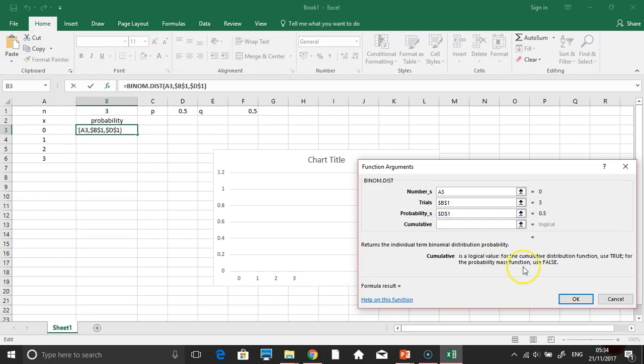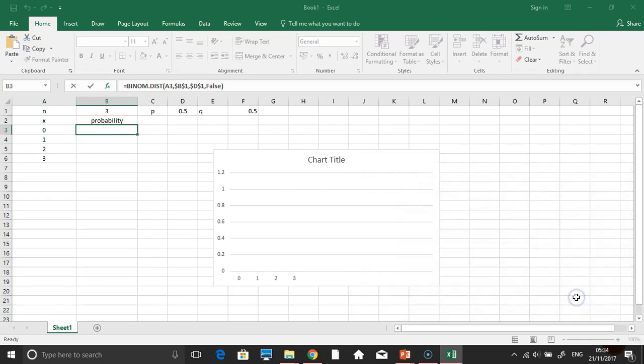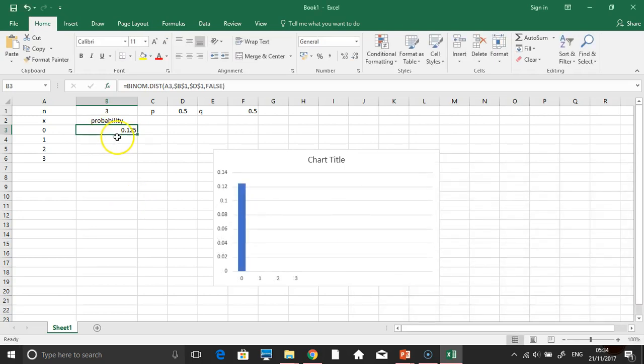And cumulative: am I adding up my values? No. So I just write false. And then I click OK. And you can see it's 0.125. I've already created a chart to map everything out as we're going along, but we can discuss that later. You can always create a chart easily. And I could just drag down.